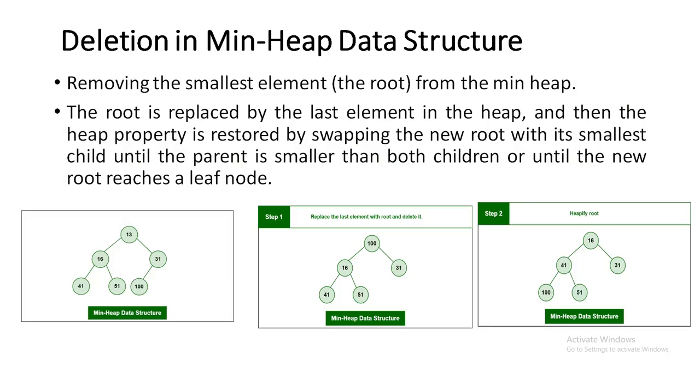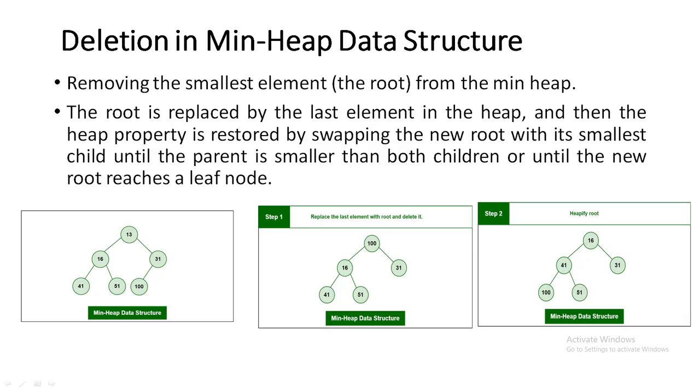Deletion, in the sense that only the minimum element is deleted, so the root is deleted. After the deletion of the root, the last element in the heap is replaced with that root. Then verify the heap property. If it is not satisfied, replace it with the lower level child. This process repeats until all the nodes satisfy the heap property.